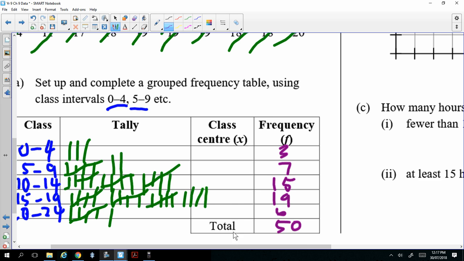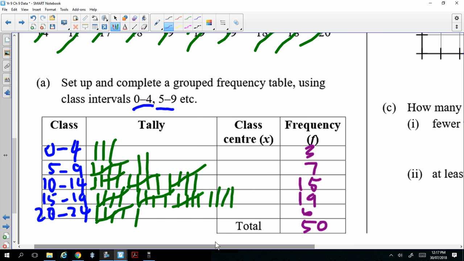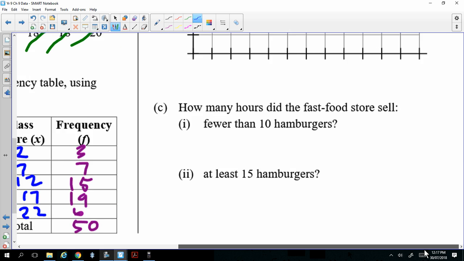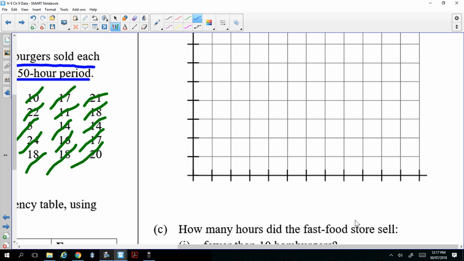Now remember how to get the class center. We add them and divide by 2, so the class center is 2, 7, 12, 17, 22, right? Now we're going to draw a graph. Let's draw a histogram. Okay, let's draw the histogram. What you need to do is put the class center on the x-axis.